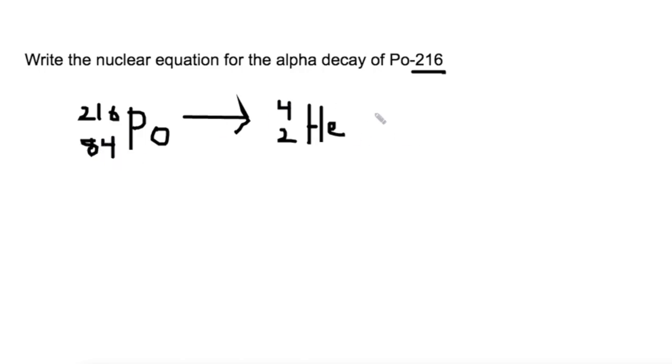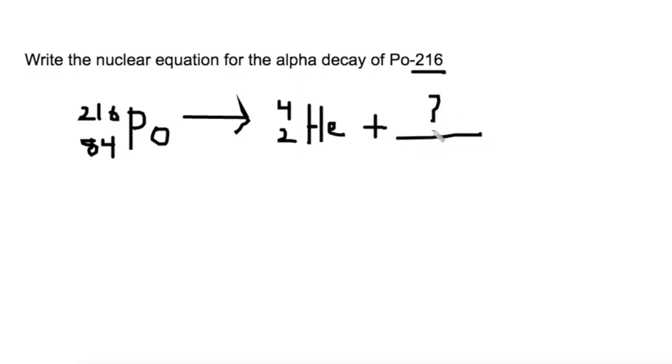Now we're ready to solve this problem. If we look at either side of the reaction, we see that the numbers at the top and the bottom, the mass number and the atomic number, are not the same. They do not equal each other. Here we have 216, 84 on this side. Here we only have 4 and 2. So we definitely need something on the product side.